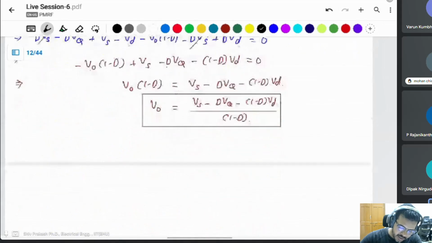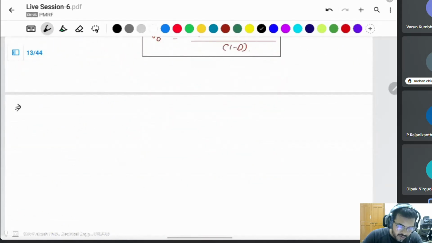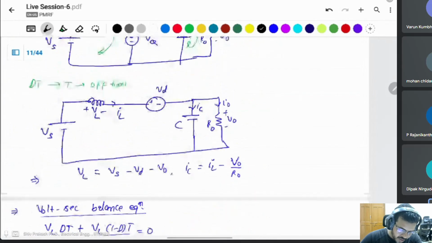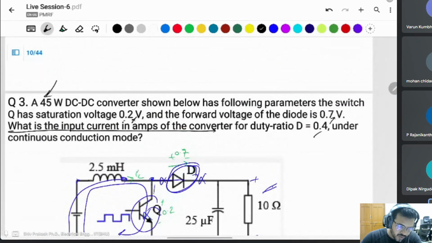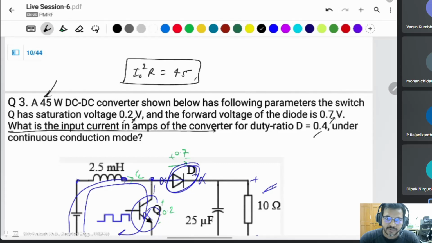Then use the volt second for the inductor, then use the current second for the input voltage mentioned here, 40. Oh, this is the, okay, no problem, this is what is mentioned. Then we can calculate I naught squared R naught is equal to 45. You can calculate here what is given, then you can calculate the current. After the current, you can calculate the voltage also by using an equation.